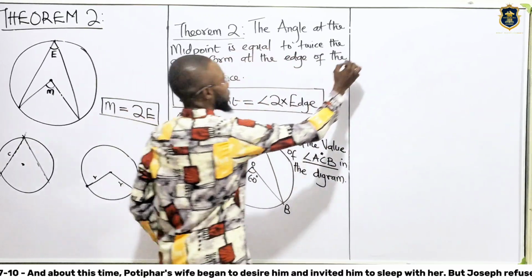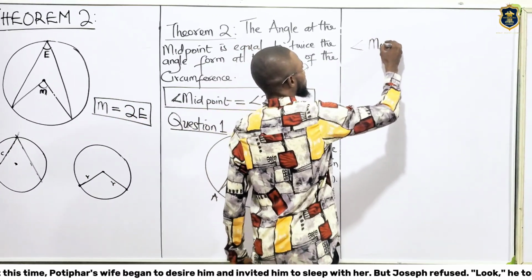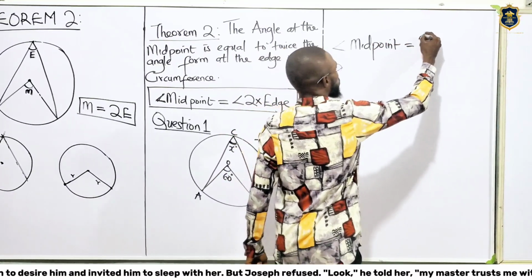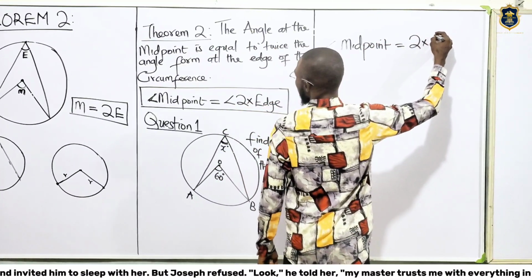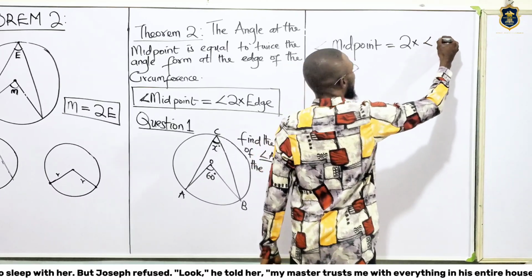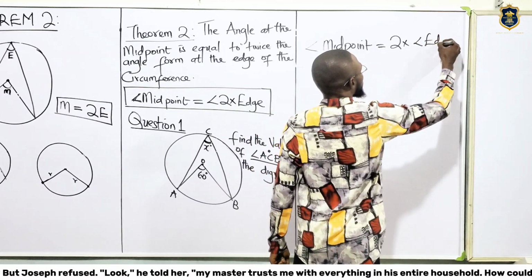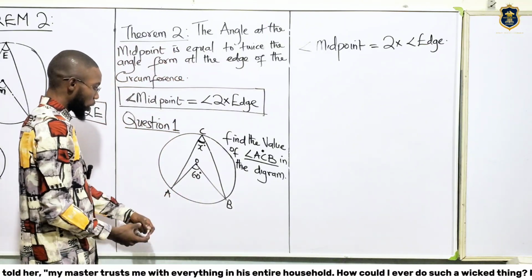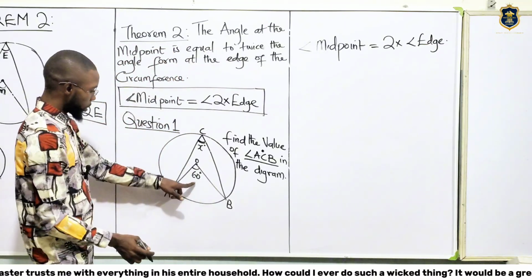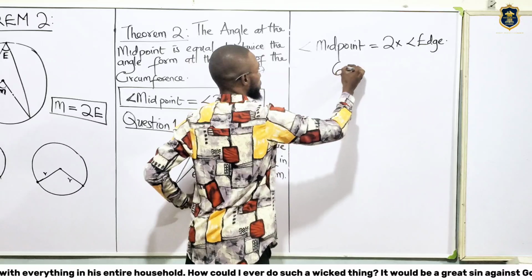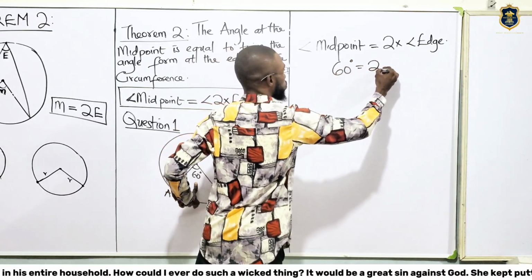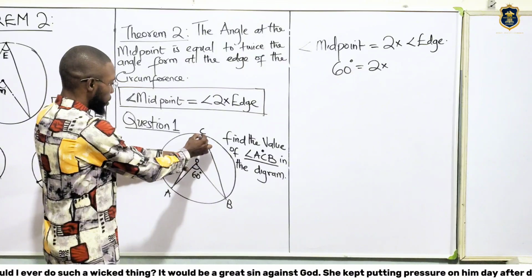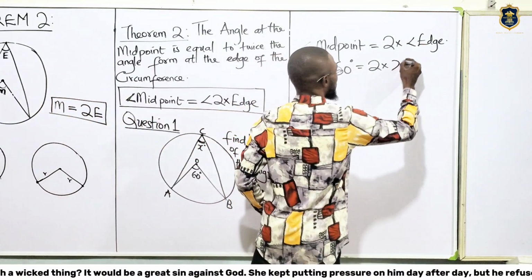Remember the formula? We said the angle at the midpoint is equal to 2 times what? The angle at the edge. Right, so we can solve this question as simply as it can be. Look now. What's the angle at the midpoint? 60 degrees. It is equal to 2 times the angle at the edge, which is x. That's 2 times x.